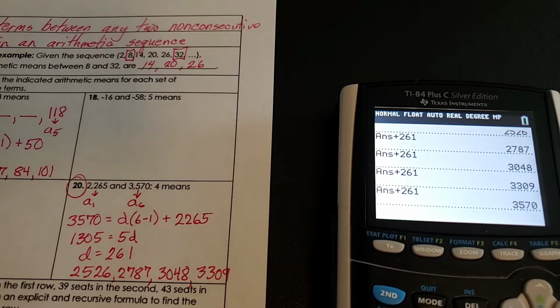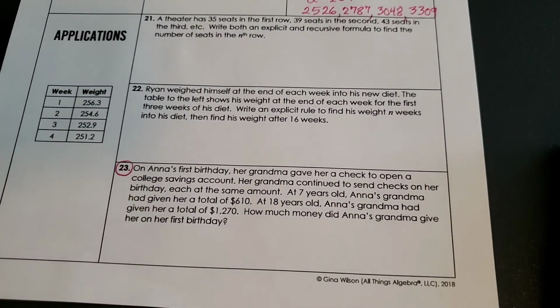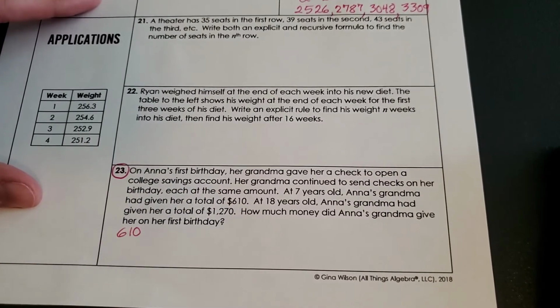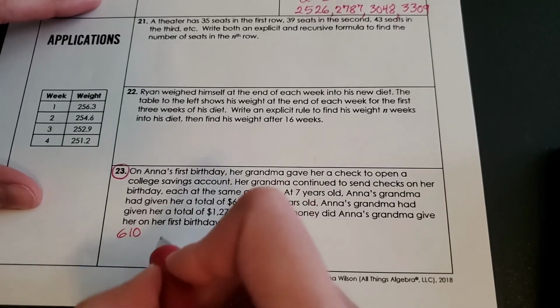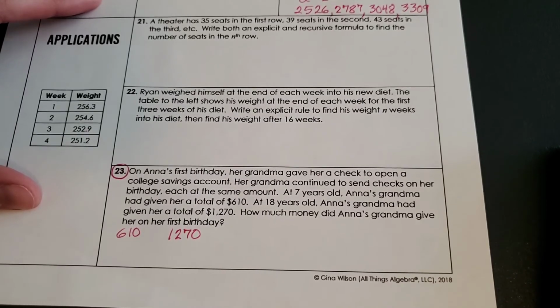All right. One application. Last problem down here, number 23. We'll see if we can put these arithmetic means and formulas in context. On Anna's first birthday, her grandma gave her a check to open a college savings account. Her grandma continued to send checks on her birthday, each at the same amount. At 7 years old, Anna's grandma had given her a total of $610. I'm just going to write that down. And at 18 years old, Grandma had given her a total of $1,270. How much money did Anna's grandma give her on her first birthday?